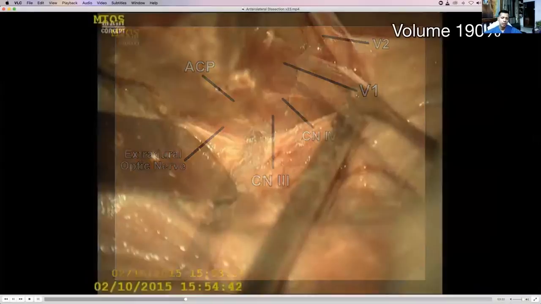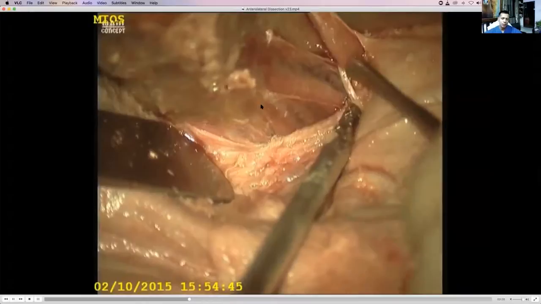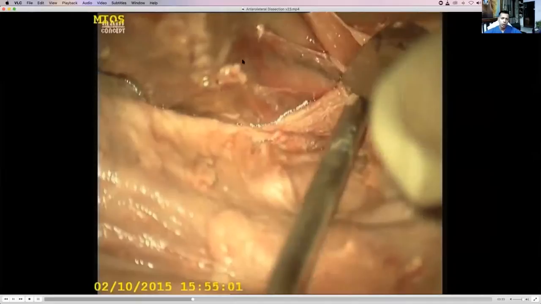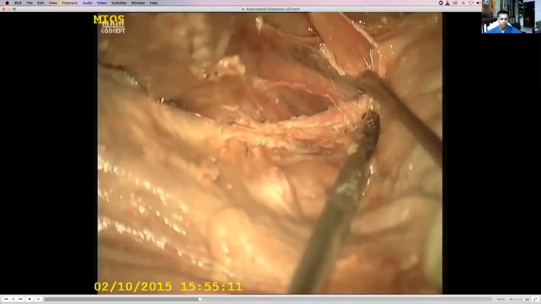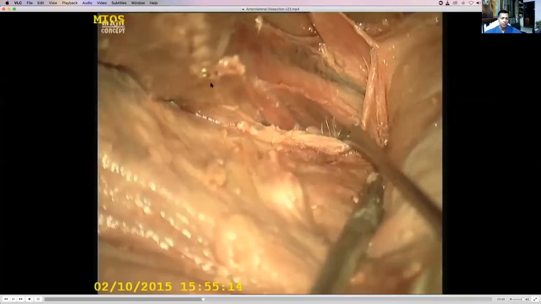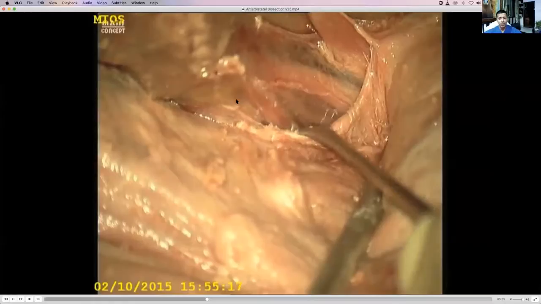This is the true cavernous membrane. This is the V2, superior orbital fissure. We had dissected till here first, okay, in this case. Now, in this, we are dissecting the whole thing. That means this is V2, V1, fourth nerve, third nerve, clinoid, carotid will be here. We will show you.